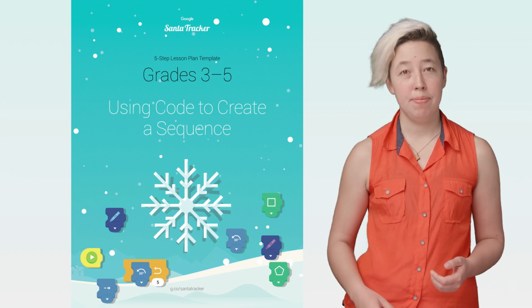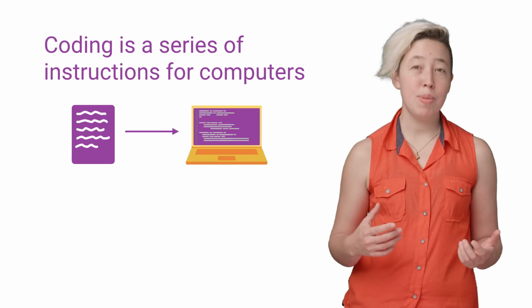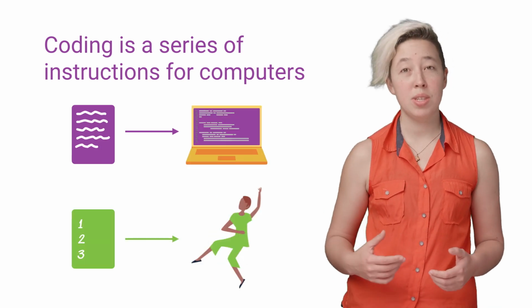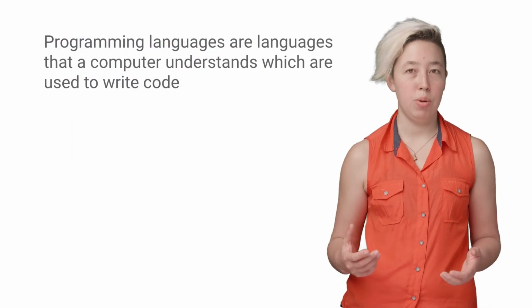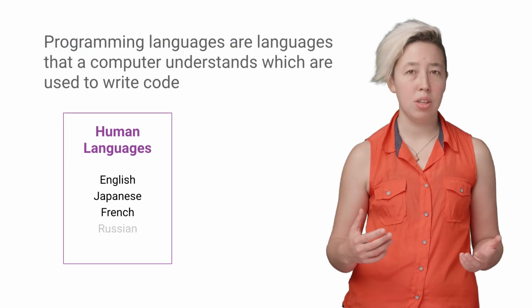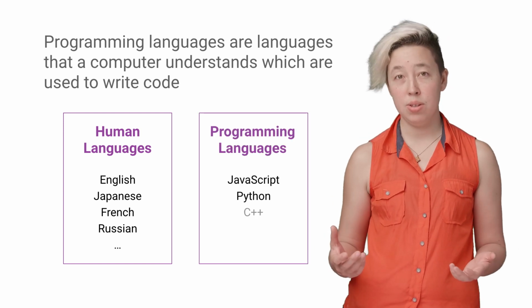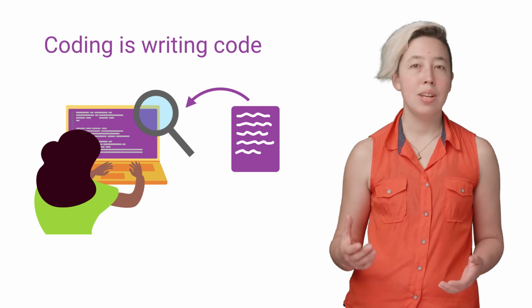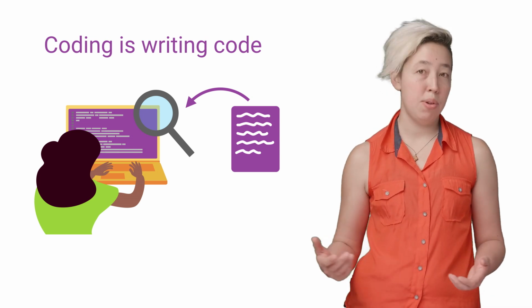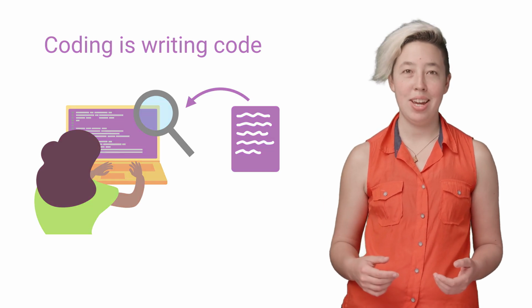I'll cover loops later. Code is instructions, specifically for a computer. This is much like choreography, which is instructions specifically for a dancer. Code is generally written in a computer language, as opposed to a human language like English or Japanese. Computer languages are also called programming languages. Coding is the act of writing code. So in other words, it's the act of writing instructions for a computer. And it's a big part of what programmers and software engineers do every day.